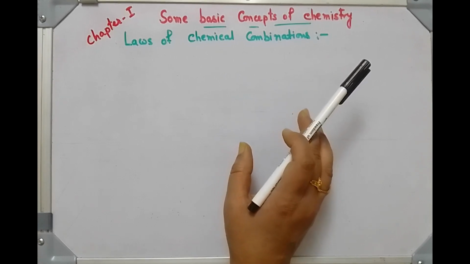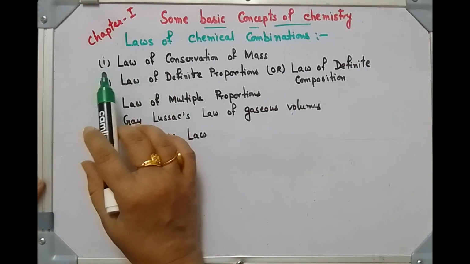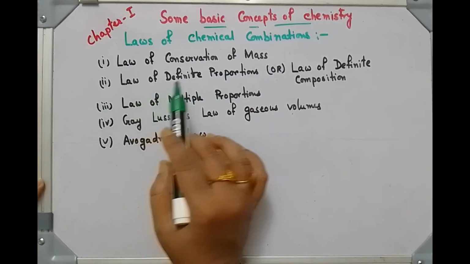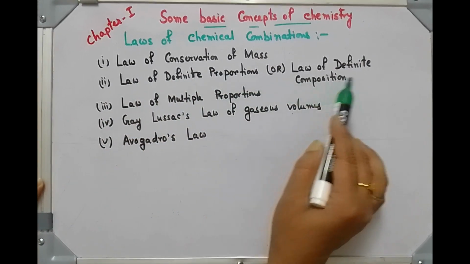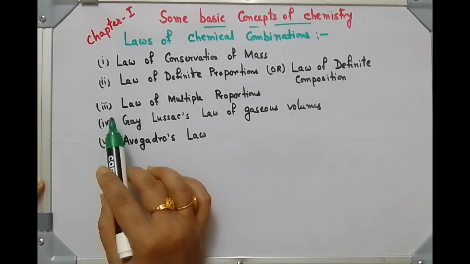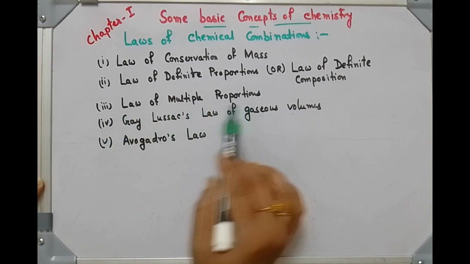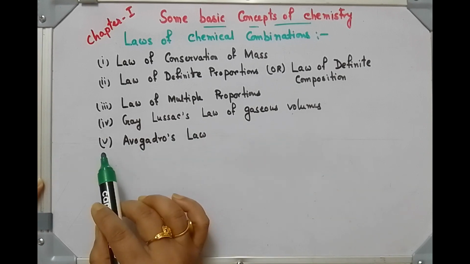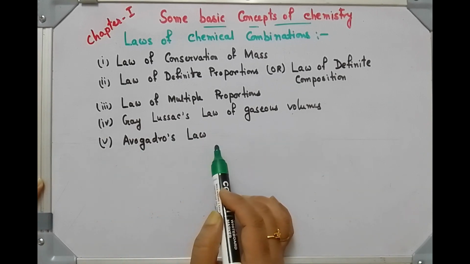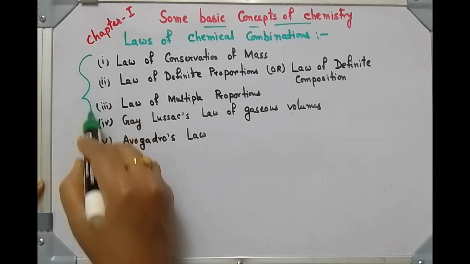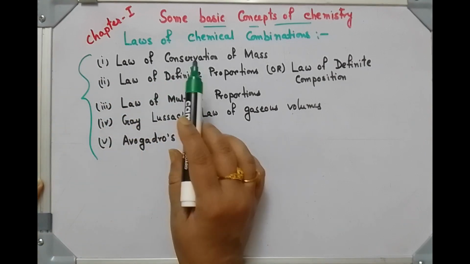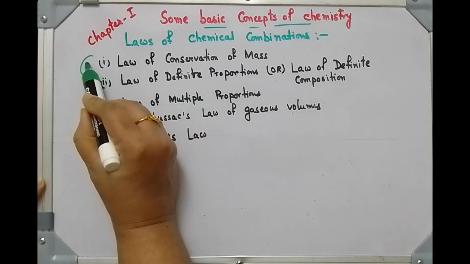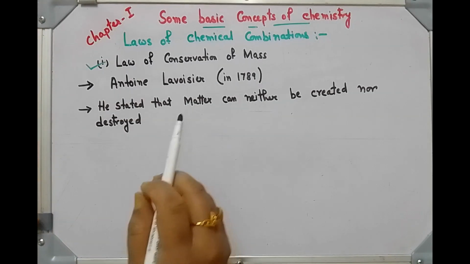These 5 basic laws are: number 1, law of conservation of mass; number 2, law of definite proportions or law of definite composition; number 3, law of multiple proportions; number 4, Gay-Lussac's law of gaseous volumes; number 5, Avogadro's law. Together, these are called laws of chemical combination. Now I am going to explain law of conservation of mass.